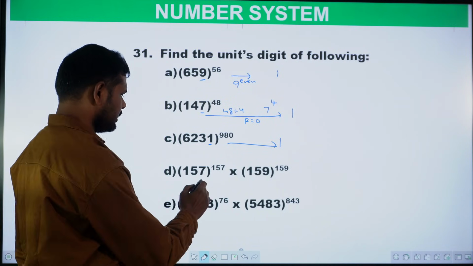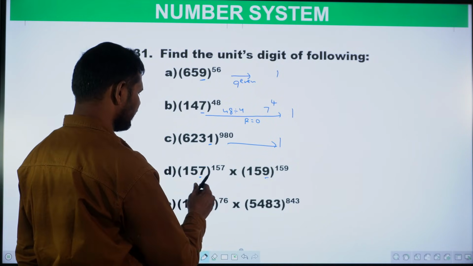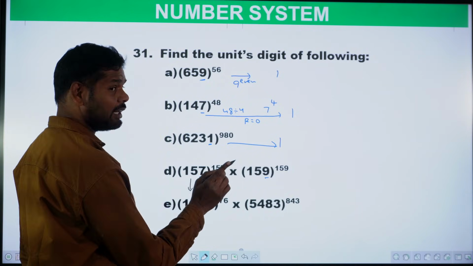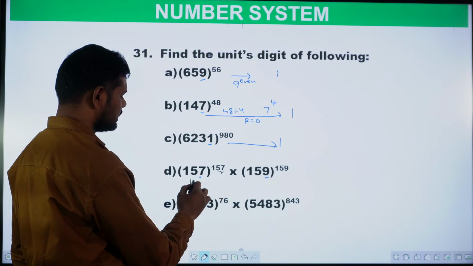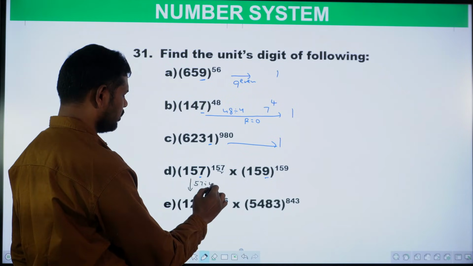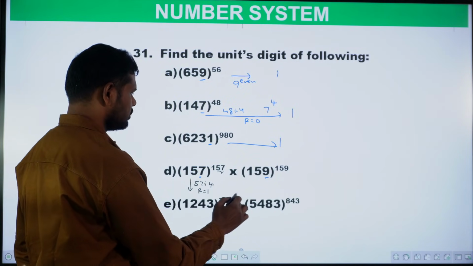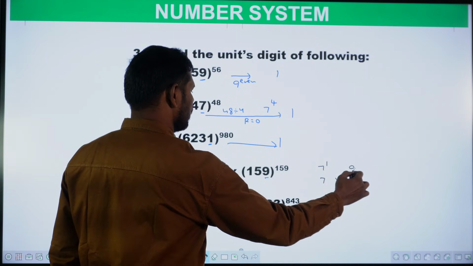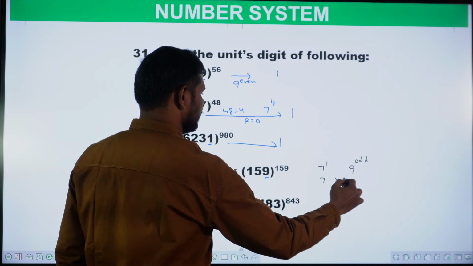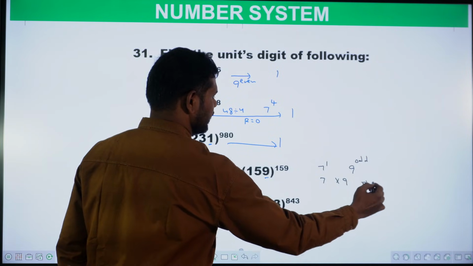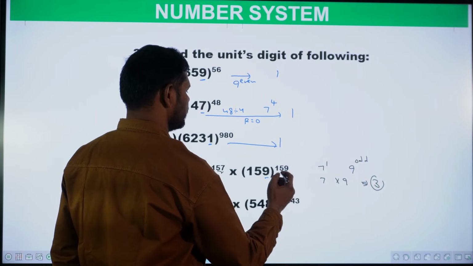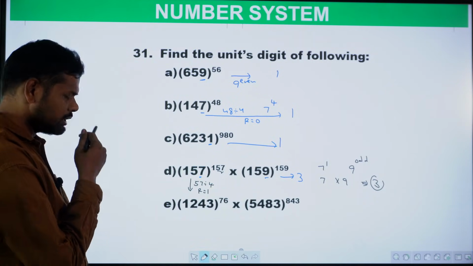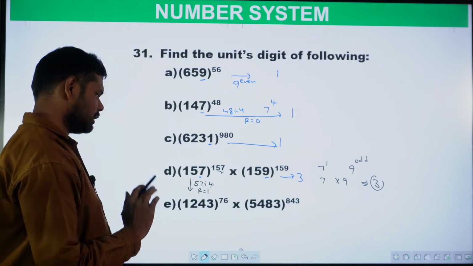Then here 7 and 9. For 7 power, observe, for division by 4 the last 2 digits are enough. 57 by 4, the remainder is 1. So 7 power 1 units digit is 7, into 9 power odd number, the units digit is 9 only. 7 into 9 is 63. So the units digit of this number is 3. That's it. Very simple actually. The units digit concept is very, very easy.